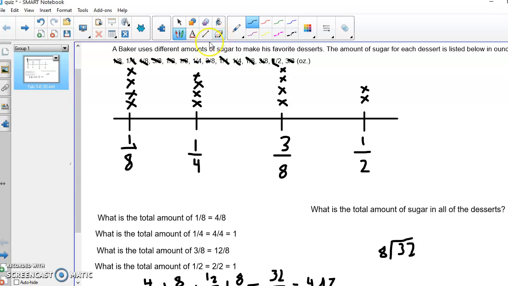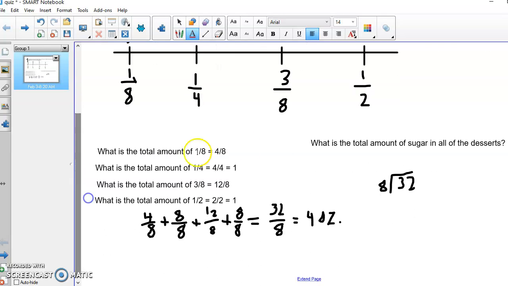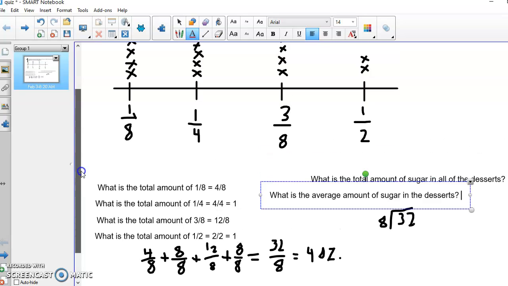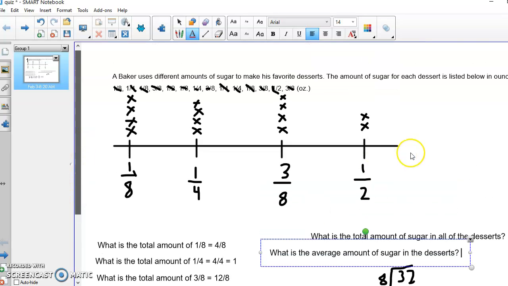One of the last typical questions that we get asked is to find the average. What is the average amount of sugar that goes into one of this baker's desserts? In order to find the average, I need to take my total, 4 ounces, and I have to ask myself, well, what do I do with that 4 ounces? Would it make sense to say the average dessert has 4 ounces of sugar in it?